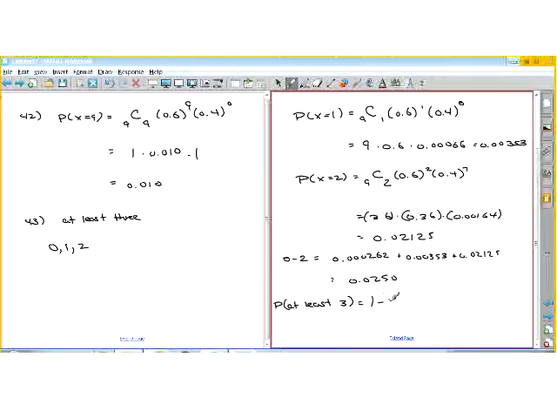So the probability of at least 3, which means 3 or more, is 1 minus the probability of 0, 1, and 2. So we get 1 minus 0.0250, which is 0.975. So that's the probability of at least 3 of the people out of the 9 going to college.